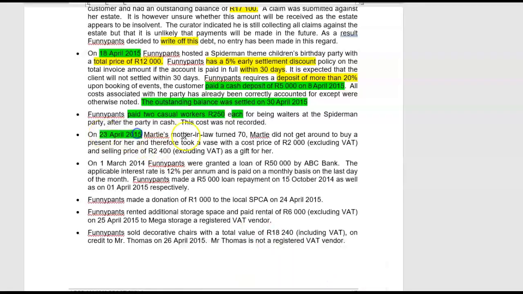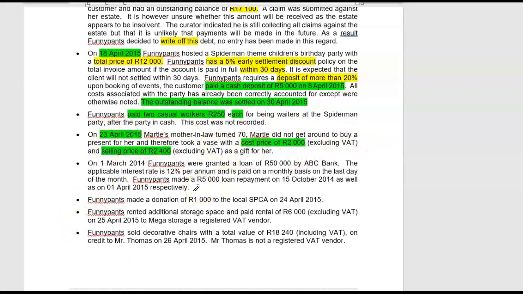On 23 April, Martha's mother-in-law turned 70. Martha did not get around to buying a present for her, and therefore she took a vase with a cost price of 2,000, exclusive of VAT, and a selling price of 2,400, exclusive of VAT, as a gift for her.